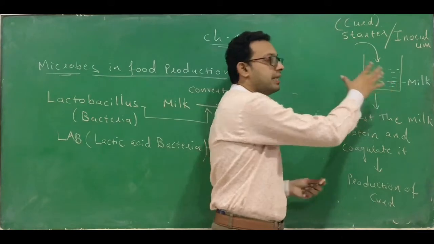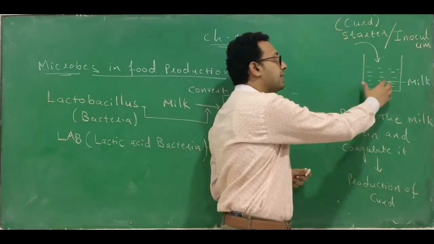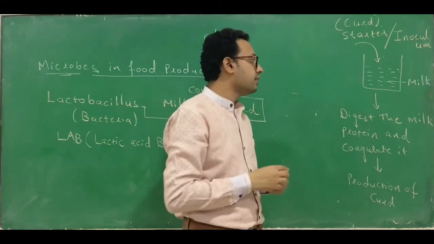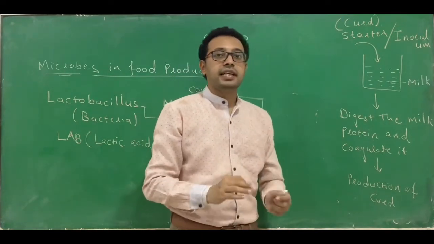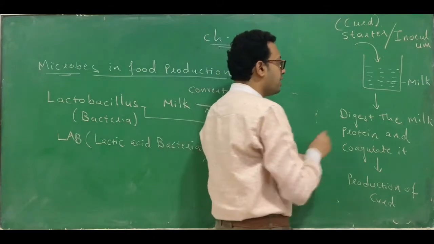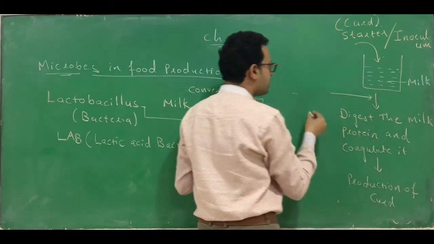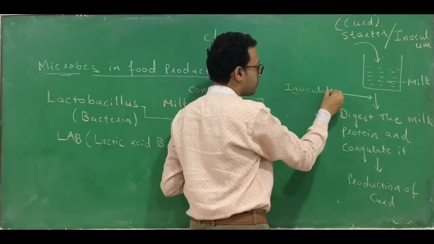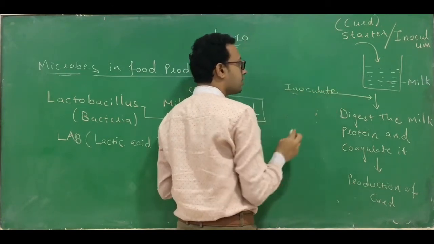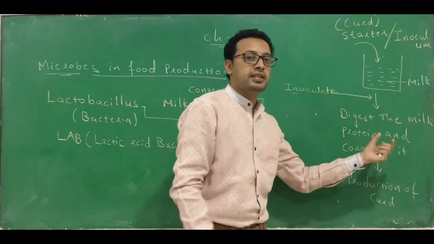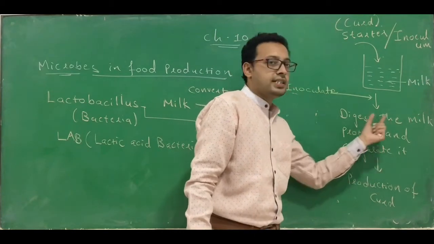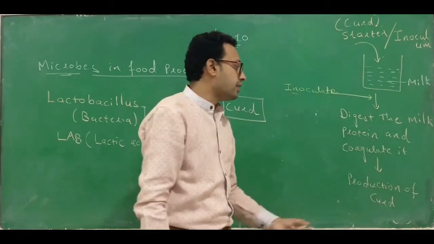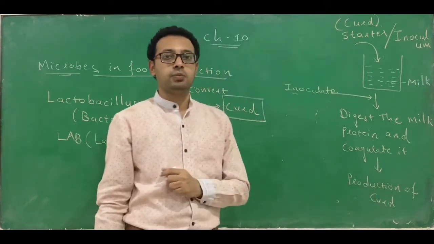First you have to take the milk or buttermilk. In the milk or buttermilk you have to add the starter or inoculum, that is, curd. Then you have to keep it in certain conditions. This is what we call inoculation. Once it is inoculated, the bacteria present in it digest the milk protein and coagulate it. Once the coagulation takes place, the production of curd takes place.